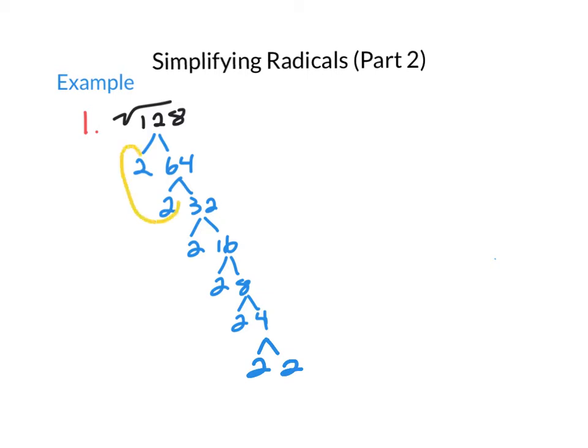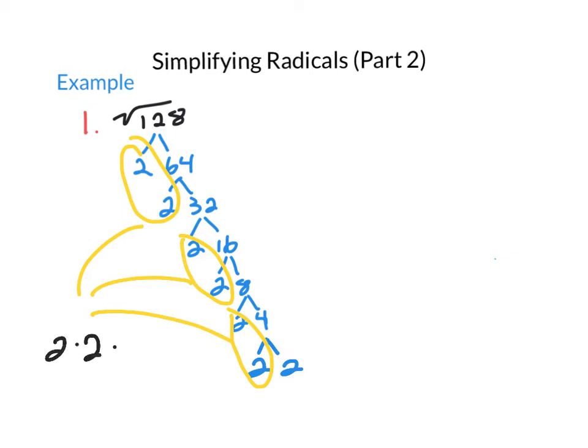So we have to take our pairs. Each time we see 2 of these 2's, remember that they come outside of the radical. So then it would end up looking like 2 times 2 times 2 for all 3 of our pairs, and then inside the radical would be the square root of 2.